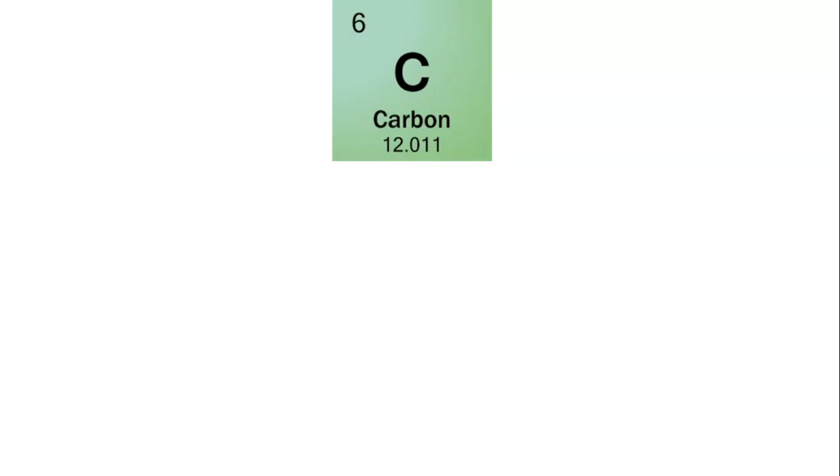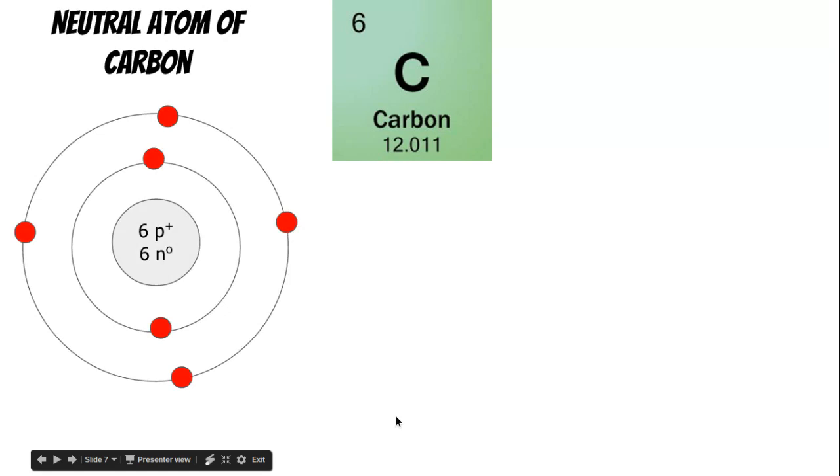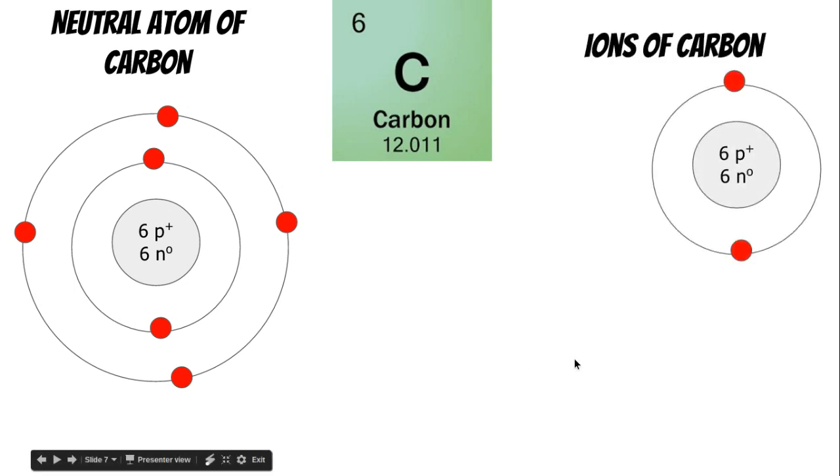Carbon. All right, so at this point, pause it, draw your neutral atom, and then see if you can draw the ion of carbon. All right, the neutral atom of carbon, you have 6 protons, 6 neutrons, and then 6 electrons. So at this point, because it has 4 in its outer shell, it's definitely not full, so I'm actually going to take those 4 away. So the first ion of carbon is actually 6 protons, 6 neutrons, and I have 2 electrons.